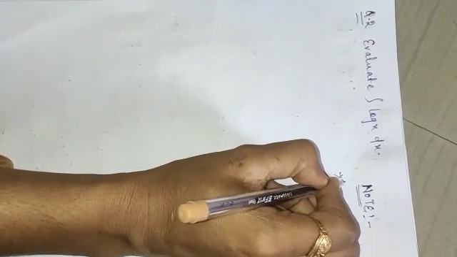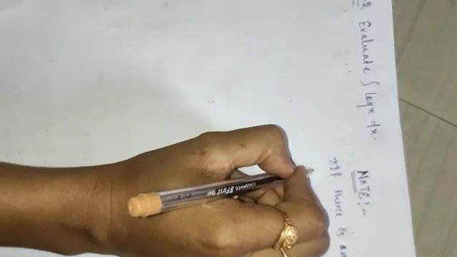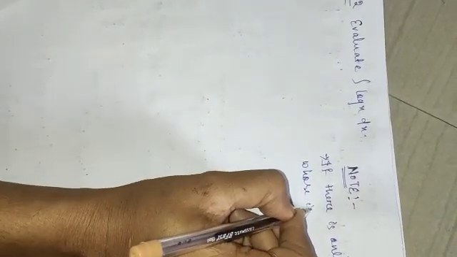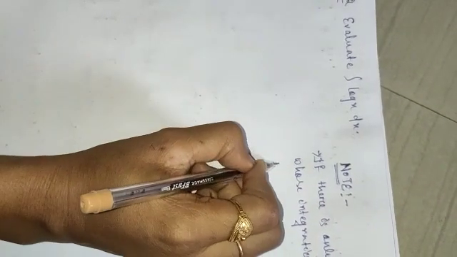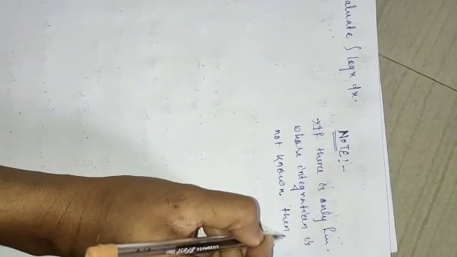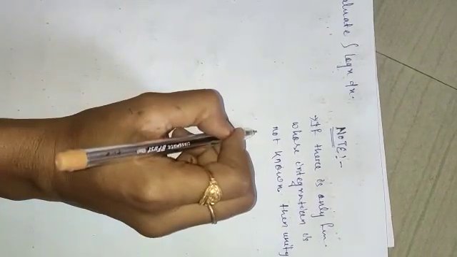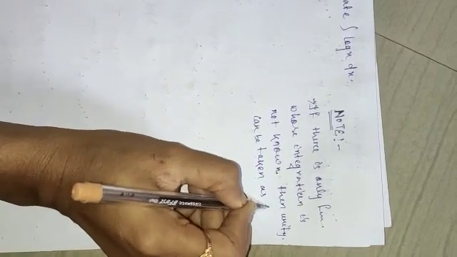That is, if there is only one function whose integration is not known, then unity can be taken as the second function.